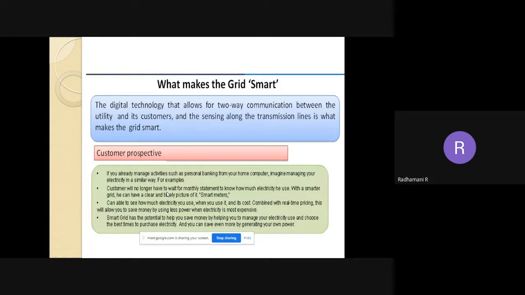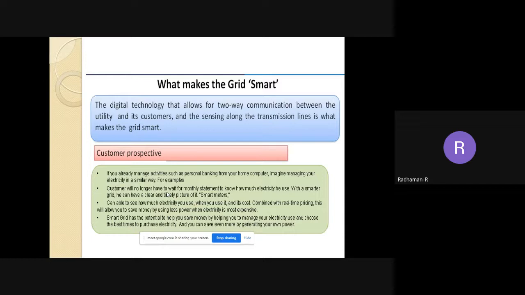Next is the definition of the grid. A grid is a network which connects the power providers and utilities through the transmission and distribution lines. So we make this grid smart. The digital technologies that allow for two-way communication between the utility and the consumers, and the sensing along the transmission lines, is what makes the grid smart.